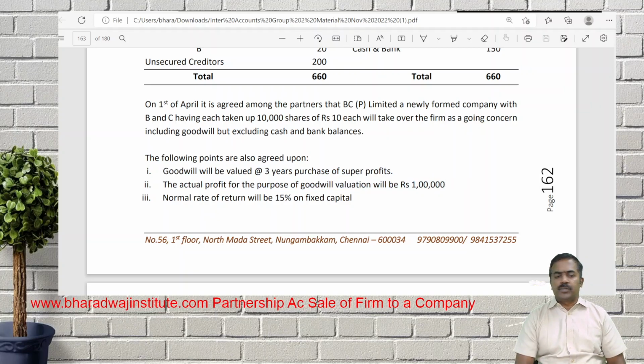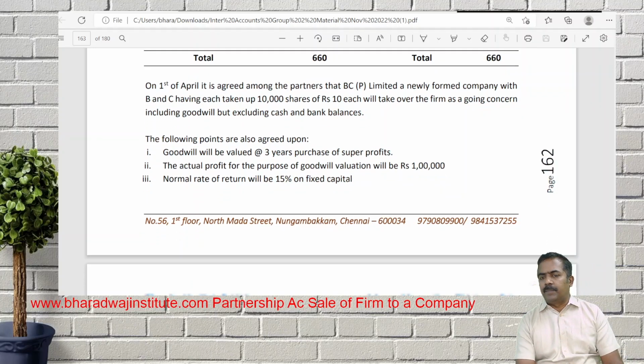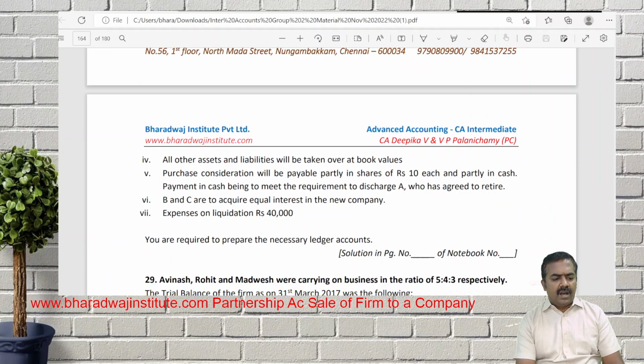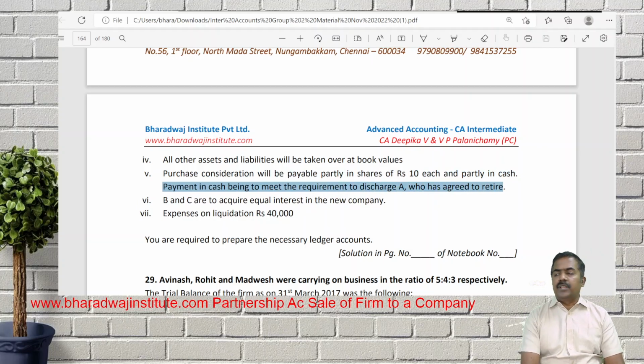Actual profit for the purpose of goodwill valuation is how much? 1 lakh கொடுத்திருக்கா. Normal rate of return is how much? 10% on fixed capital கொடுத்திருக்கா. All other assets and liabilities are taken over at book value. Purchase consideration is paid partly in shares and partly in what? Cash. Payment in cash is being to meet the requirement to discharge what? A, who agreed to what?